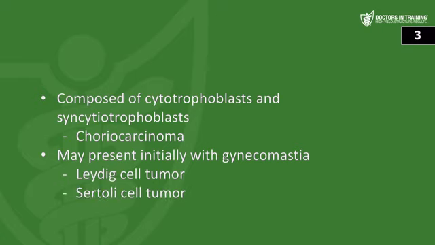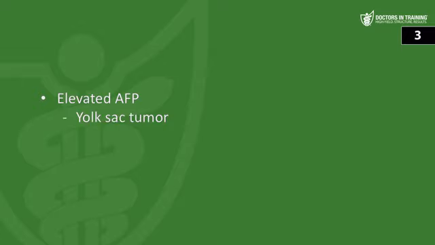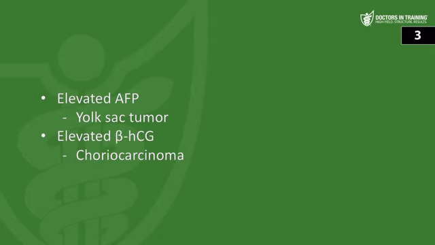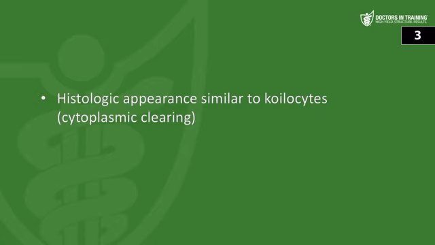cause this as well. Elevated AFP would be a yolk sac tumor primarily, but you also need to think about embryonal cell carcinoma. Elevated beta HCG is either choriocarcinoma or embryonal carcinoma. And finally, histologic appearance similar to chondrocytes with cytoplasmic clearing is a seminoma. Now let's get started with the lecture.